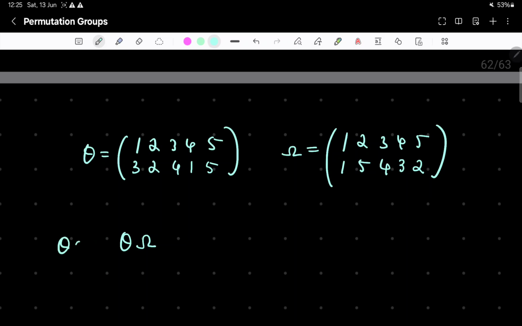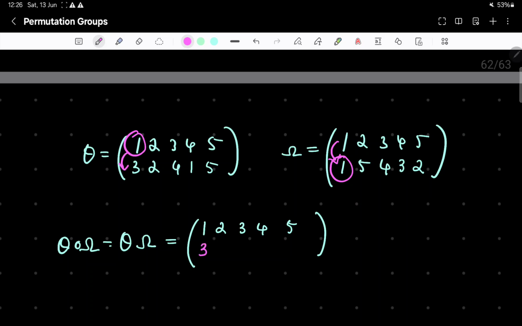What I mean by it is theta dot omega. First you write the set as simply 1, 2, 3, 4, 5. Now you observe the other one. This way you will understand what exactly we are doing. So 1 goes to 1. Now start from here, so 1 goes to 3. So totally 1 goes to 3. Now 2 goes to 5.